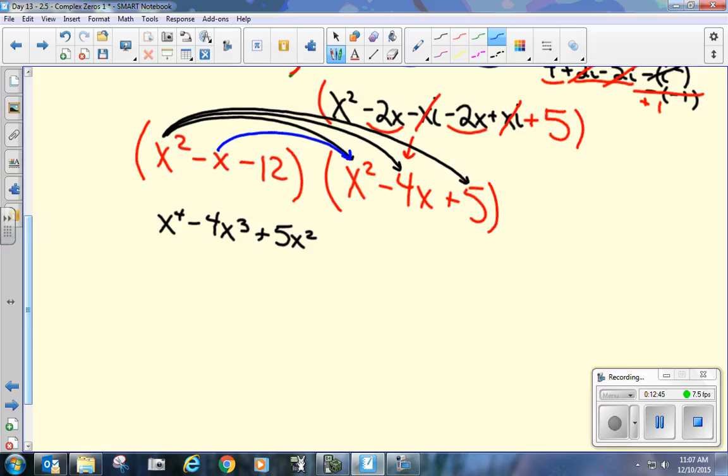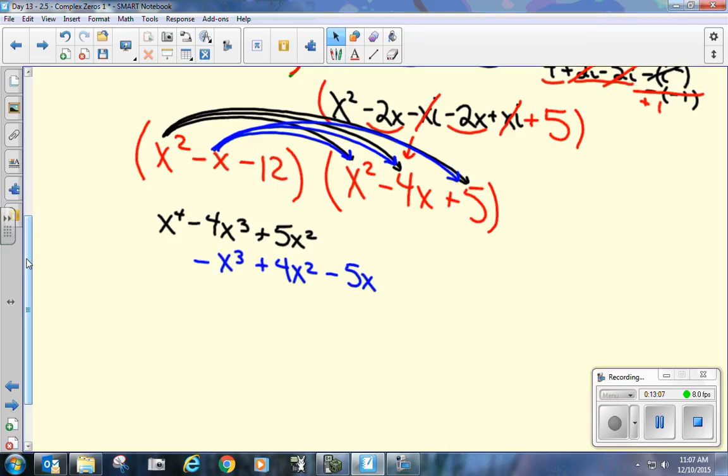So it's x cubed, I'm going to put it underneath my x cubed here. I'm going to say negative x cubed. So they're already lined up, right? What's negative x times negative 4x? So it's plus 4x squared. Good. Negative x times 5? Negative 5x. And of course, there's no other x yet, so there's nothing to combine that with.